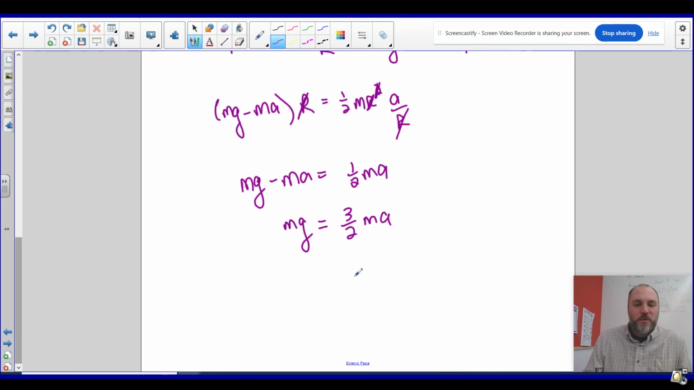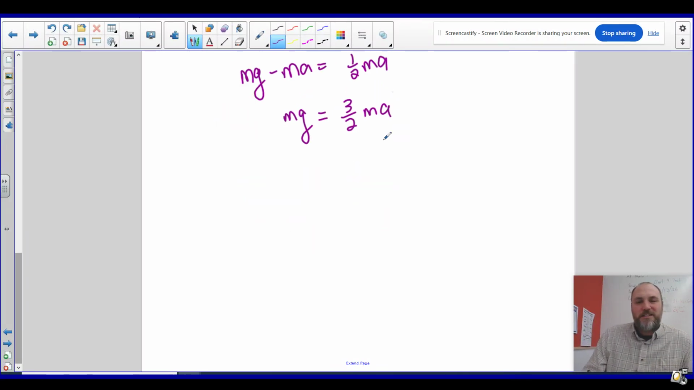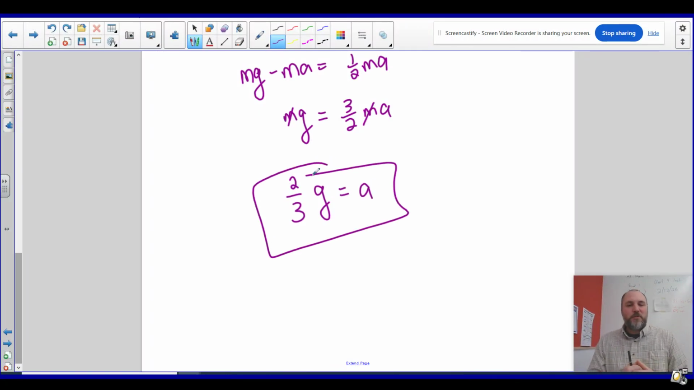The last thing I'll do, to get a by itself, is divide by 3 halves m, which really means I'm going to multiply by the reciprocal. So I'll end up with a 2/3. The m's will cancel, and I just have 2/3 g. So we know that the unrolling toilet paper was going to go slower.